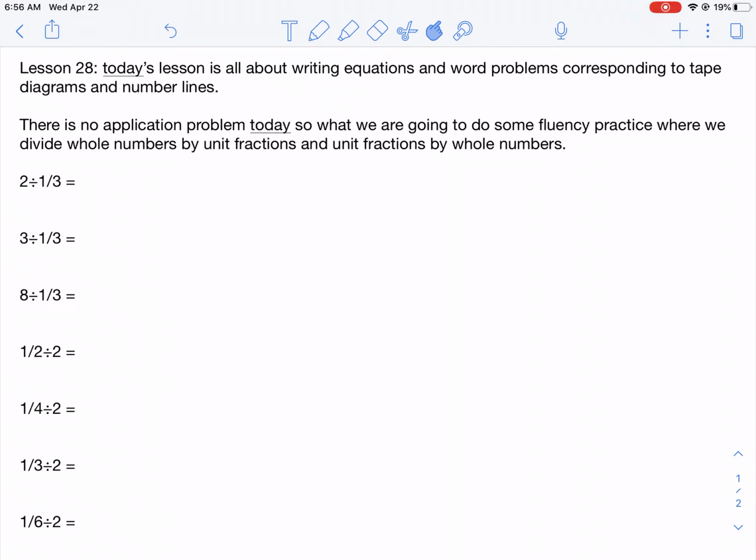So what you're going to do today is you're going to get a number line and you're going to have to write equations and word problems that go with that number line. There is no application problem today, so what we're going to do is some fluency practice where we divide whole numbers by unit fractions and then divide unit fractions by whole numbers.